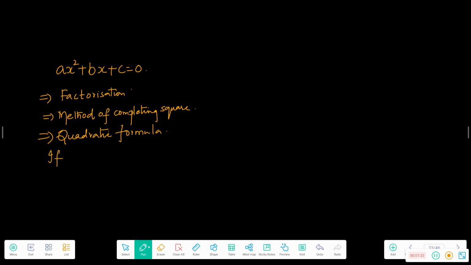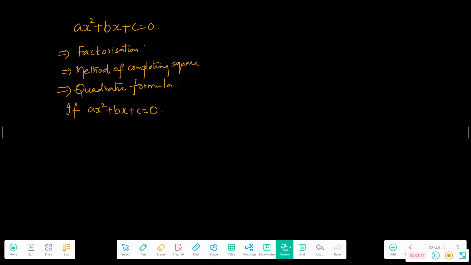So if ax square plus bx plus c is equal to 0, then we have seen the values of x is given by x is equal to minus b plus or minus under root of b square minus 4ac by 2a. This is how we can find the root of the quadratic equation.